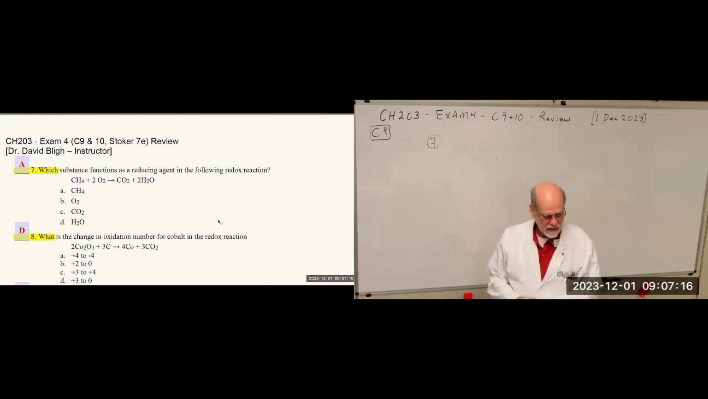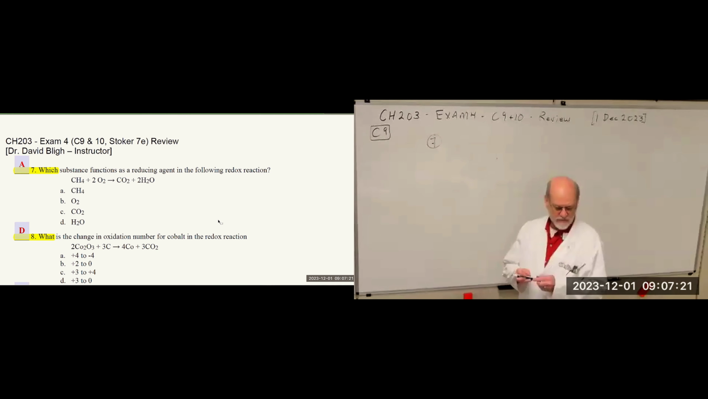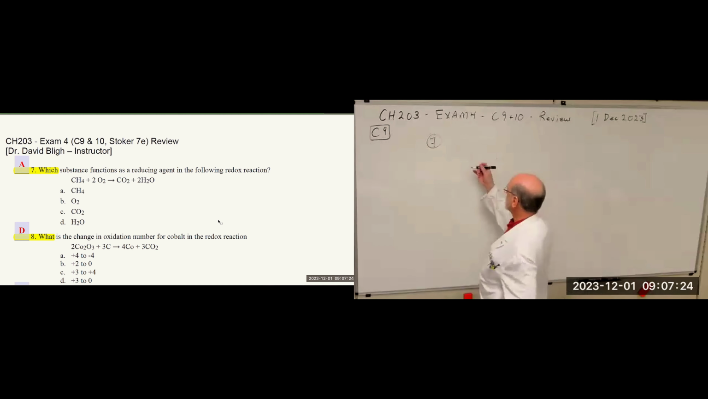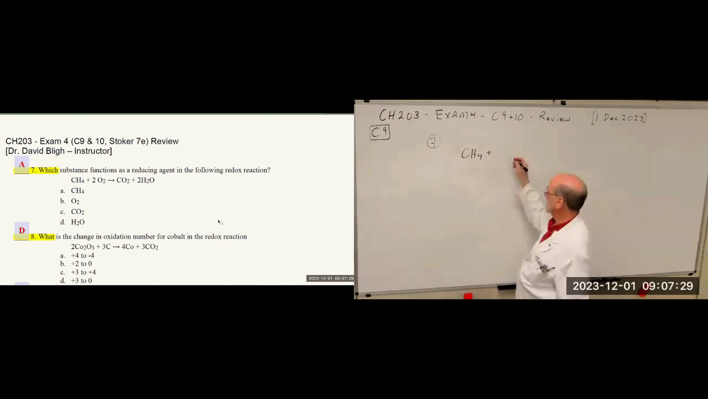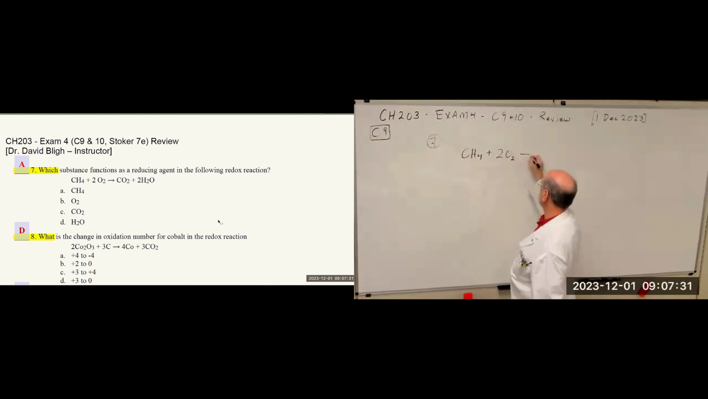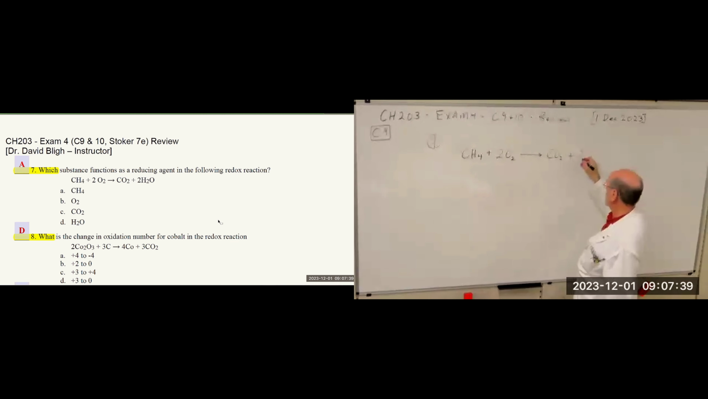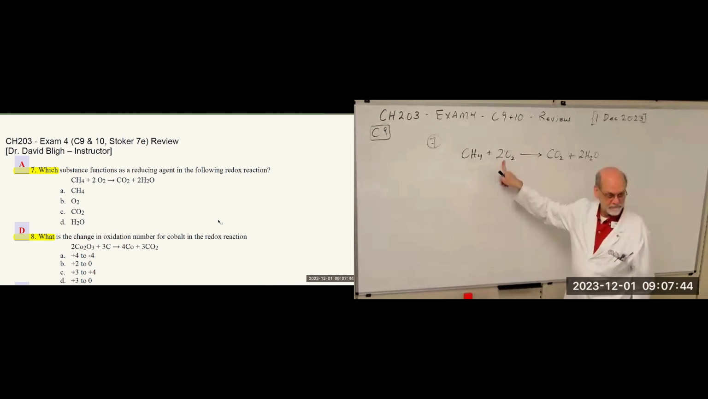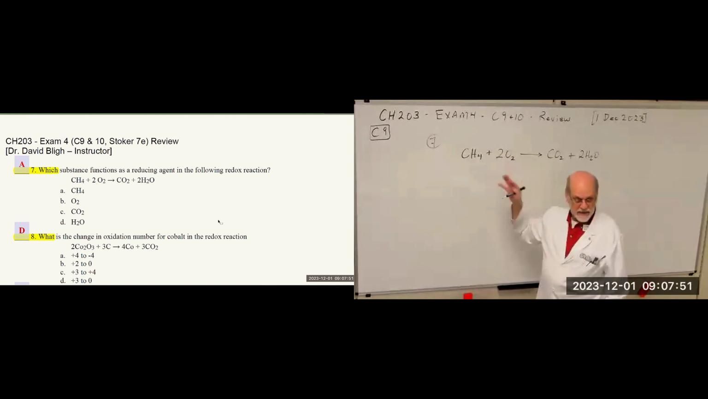Try this one. Which substance functions as a reducing agent in the following redox reaction? So we got methane plus... what kind of reaction is this? Well, it's oxidation reduction, of course, but it's also another type. Right? It's a combustion reaction. Remember, all combustion reactions are redox. But you have to have elemental oxygen in order to classify it as a combustion.